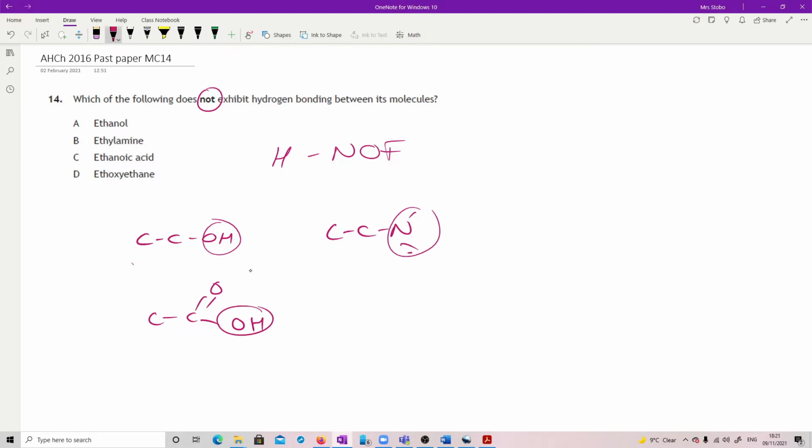Ethoxyethane, however, is an ether. I've got 2 carbons, an oxygen in the middle, another 2 carbons. This oxygen here is not connecting to hydrogens, and the carbons are no good at producing hydrogen bonding, so that's why that one's right.